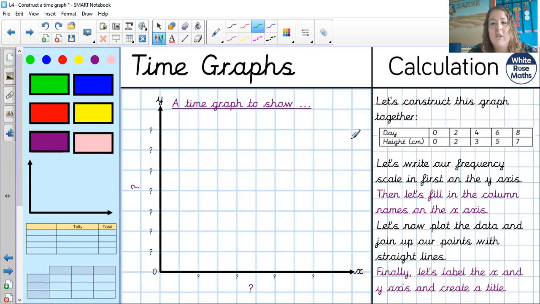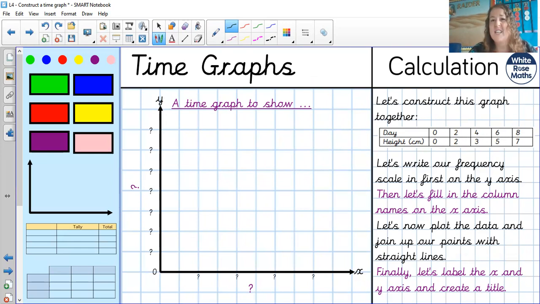Okay, so I've just moved the table over to the side and we can have a go at starting writing our graph. This is just what I'm going to do with you and show you how to do it. You don't need to draw this one, but I've got my X and Y axis already drawn and we're going to write our frequency. So you're looking at 0, 2, 3, 5, and 7.